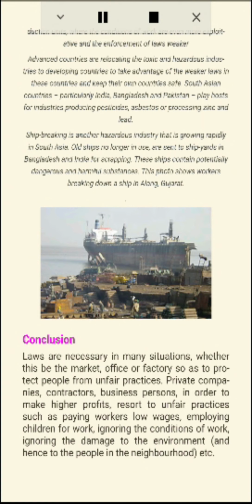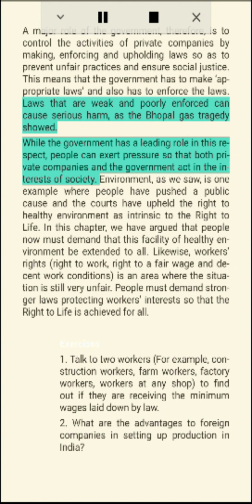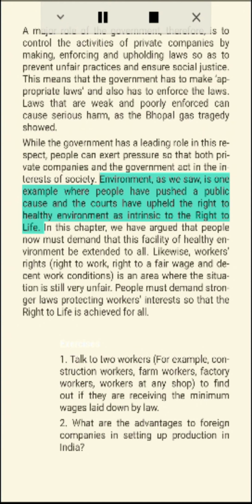A major role of the government, therefore, is to control the activities of private companies by making, enforcing and upholding laws so as to prevent unfair practices and ensure social justice. This means that the government has to make appropriate laws and also has to enforce the laws. Laws that are weak and poorly enforced can cause serious harm, as the Bhopal gas tragedy showed.